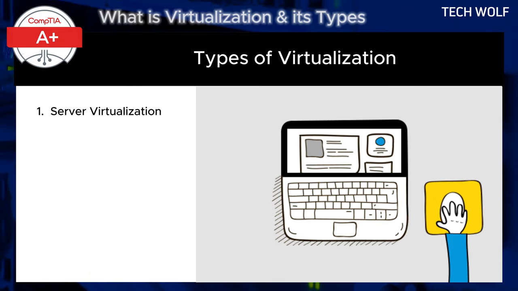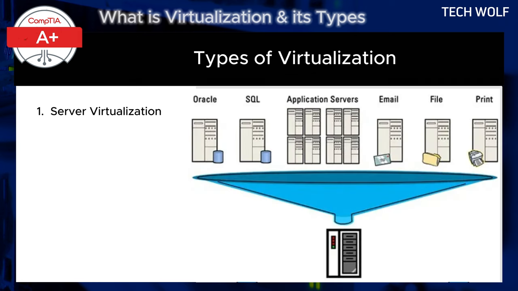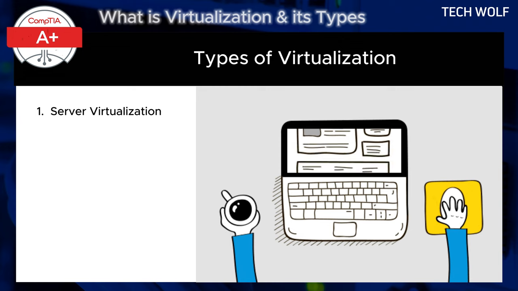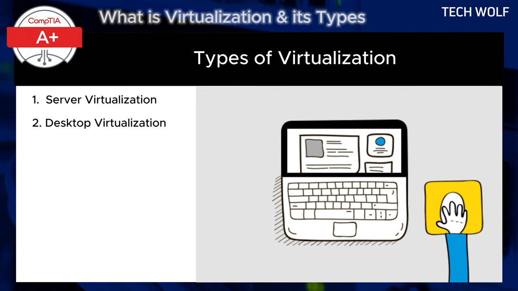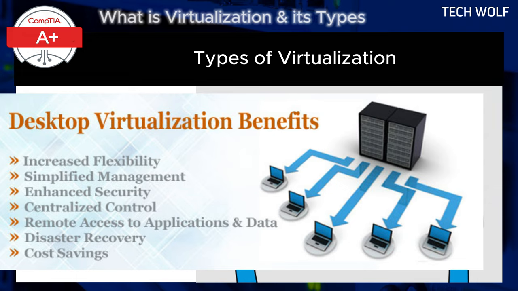Server virtualization. Commonly used in data centers, server virtualization divides one physical server into multiple isolated virtual servers. It improves efficiency by consolidating multiple servers into one machine, reducing power and maintenance costs. Desktop virtualization. This enables users to run virtual desktops on a central server or on their personal computers. Examples include virtual desktop infrastructure, or VDI, where users access virtual desktops remotely. It is useful in businesses where employees need remote access or different operating system environments.